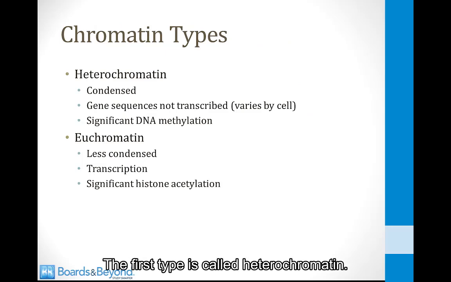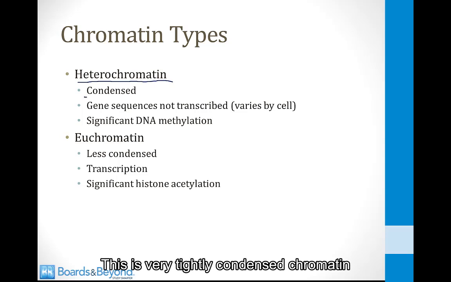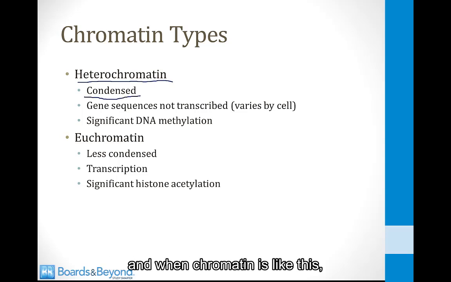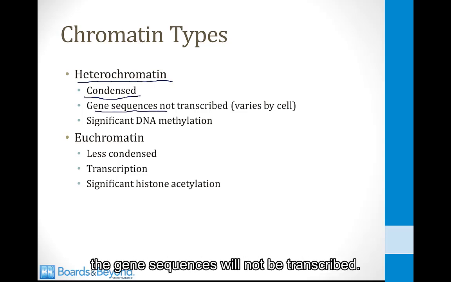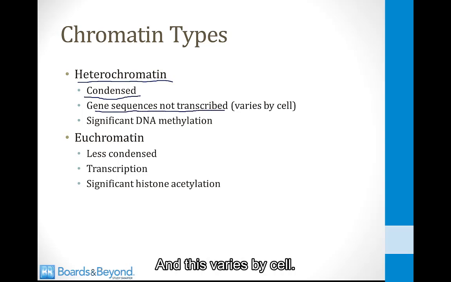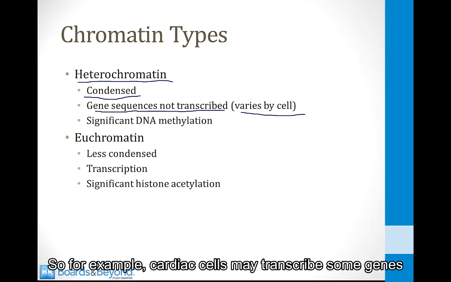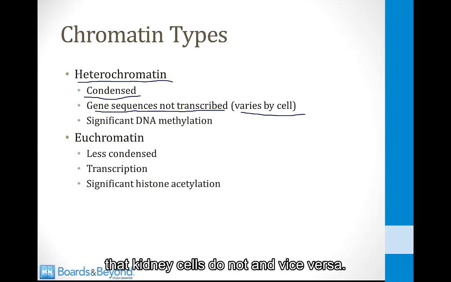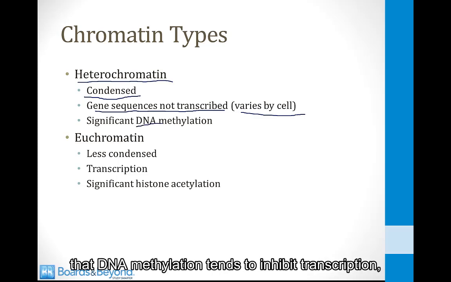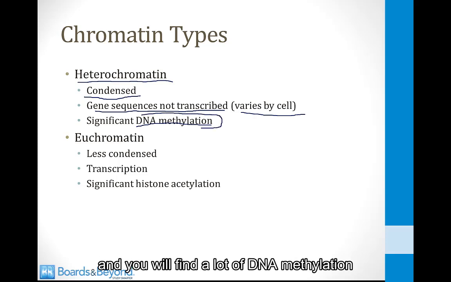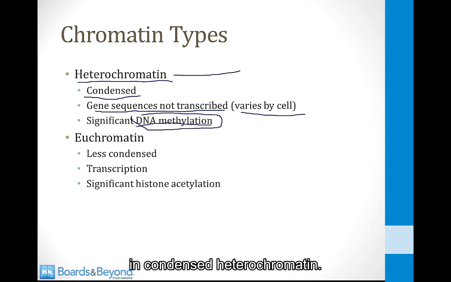Chromatin can exist in 2 forms. The first type is called heterochromatin. This is very tightly condensed chromatin, and when chromatin is like this, the gene sequences will not be transcribed. And this varies by cell, so for example, cardiac cells may transcribe some genes that kidney cells do not, and vice versa. And remember that I told you before that DNA methylation tends to inhibit transcription, and you will find a lot of DNA methylation in condensed heterochromatin.